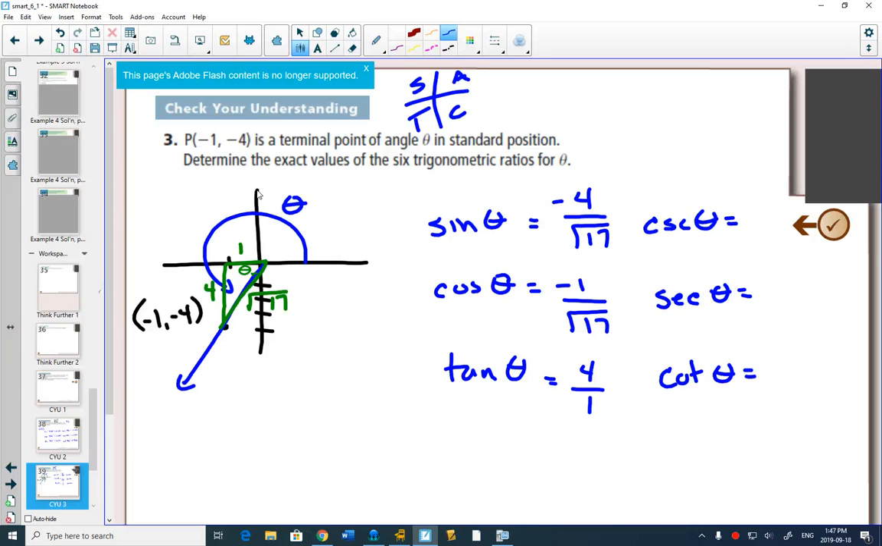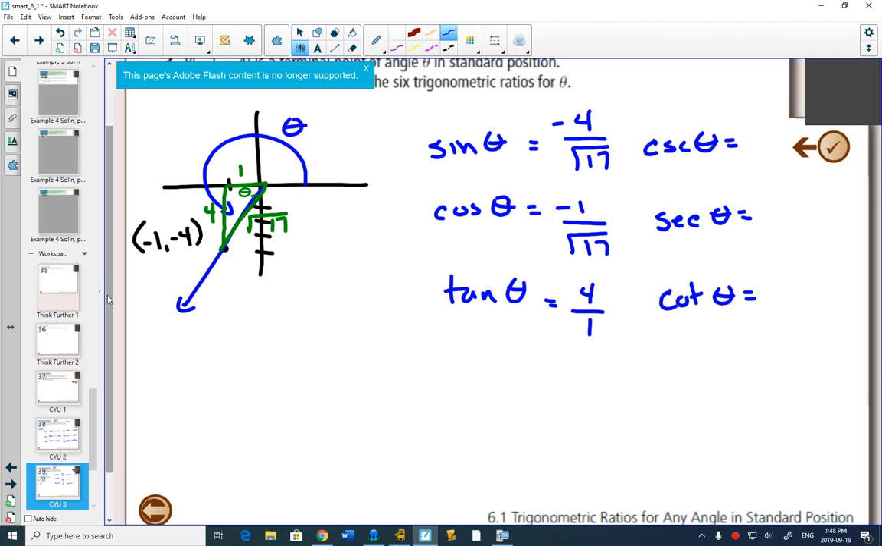And now we get to our reciprocal functions. If we think about what a reciprocal means for a fraction, that's flipping a fraction. First of all, I'm going to do it the long way so that you can see how it works. The definition of cosecant theta is equal to 1 over sine of theta. It's the reciprocal. And if I know that sine of theta is -4 over root 17, I would have 1 over -4 over root 17.